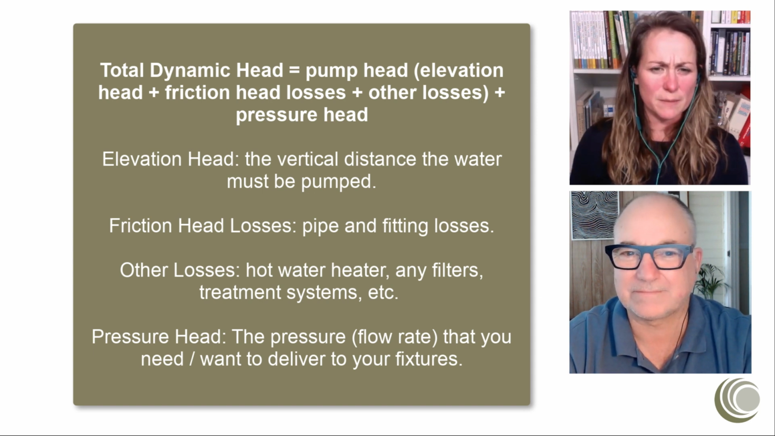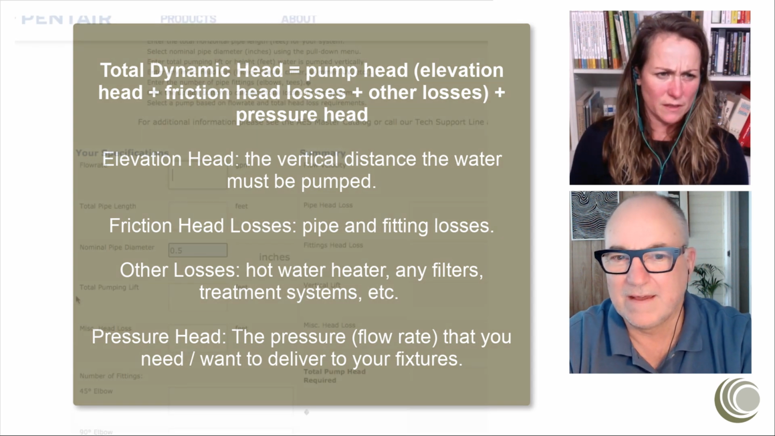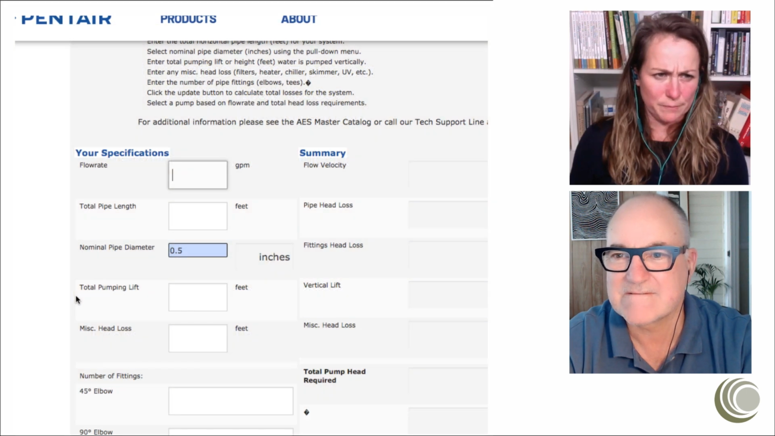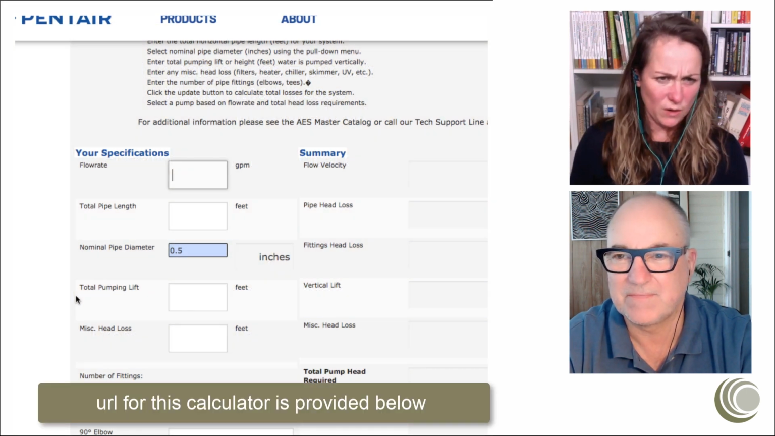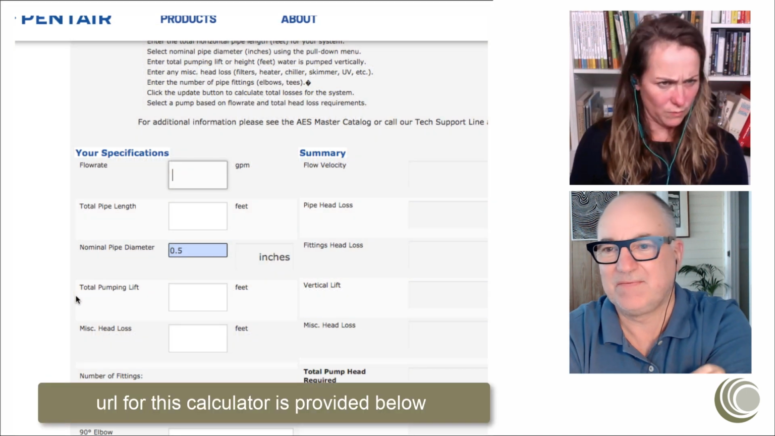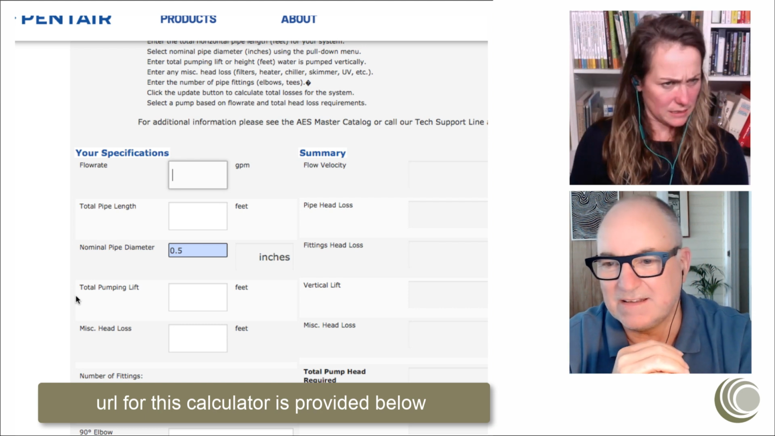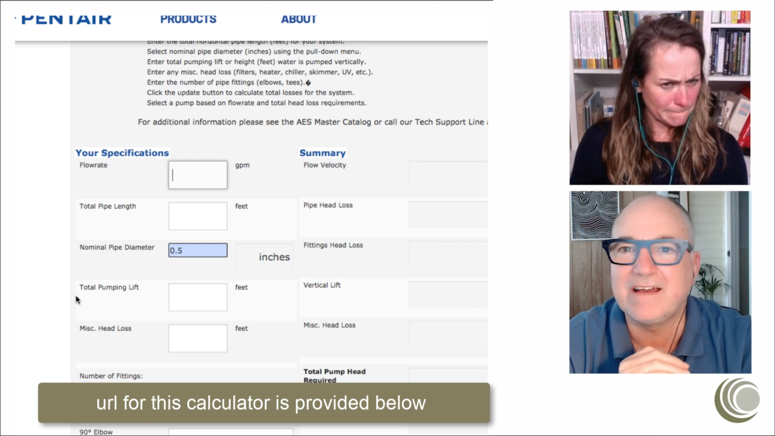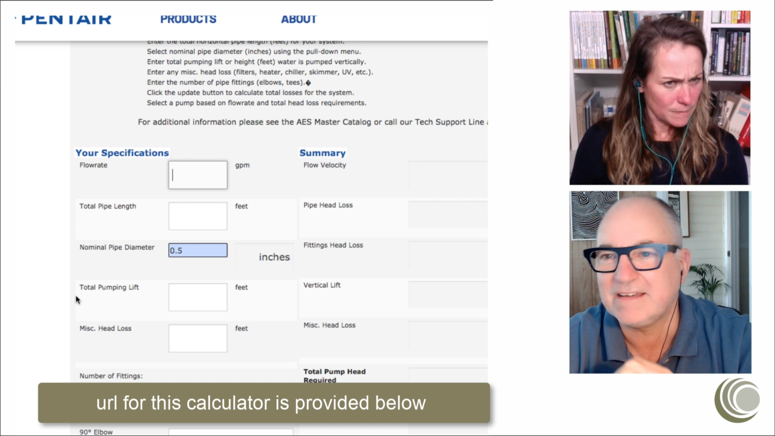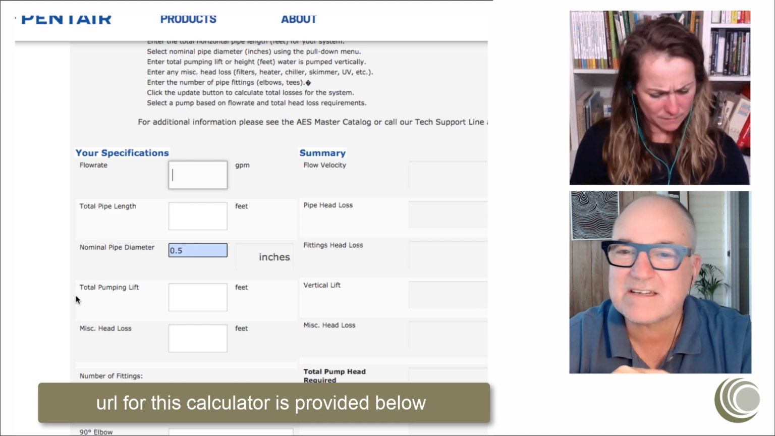So what do you think of a pump calculator like this one here, where it can help you figure out what this total pump head is? This type of pump calculator is Pentair. I know these people. Yeah. It's actually quite useful.